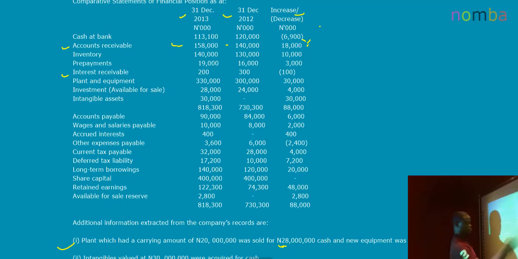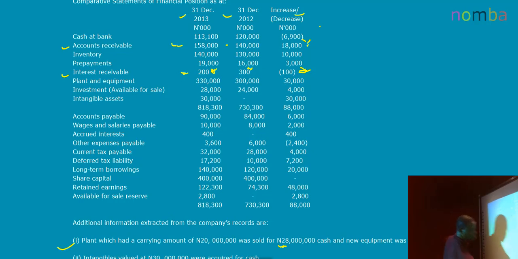And this interest receivable, at the beginning of the year, it was 300. At the end of the year, it is 200. So that means our interest receivable has reduced. What that means is that for this current period, we have received an additional 100. We have received additional what? Additional 100 because it has reduced to 200.